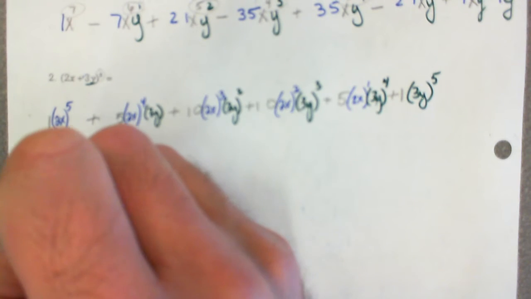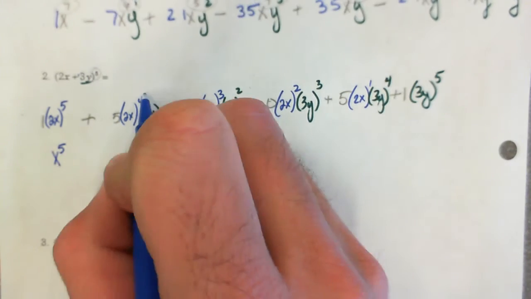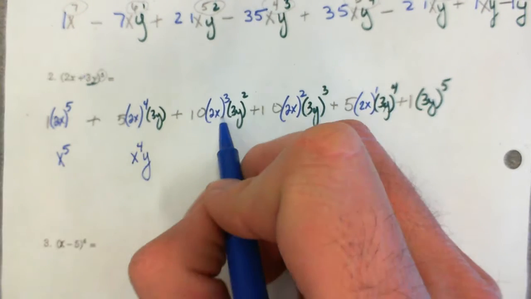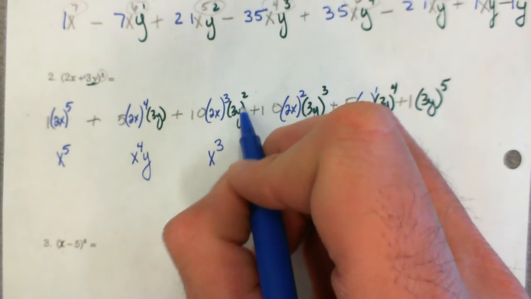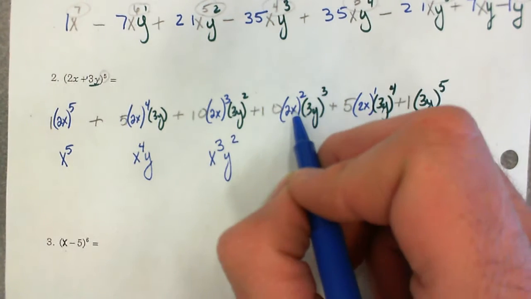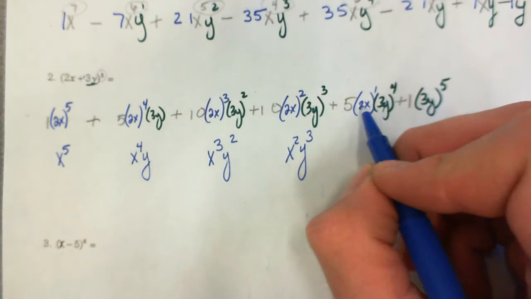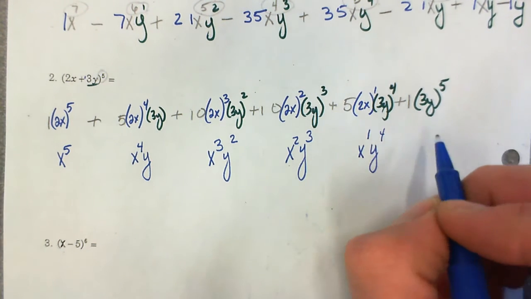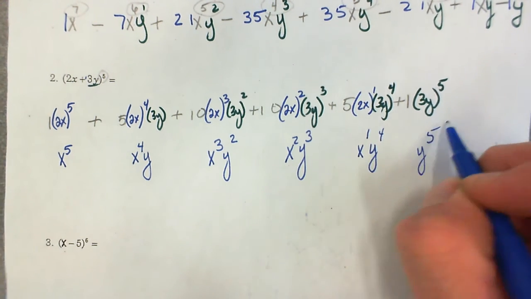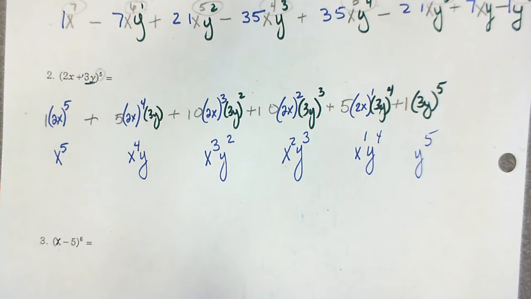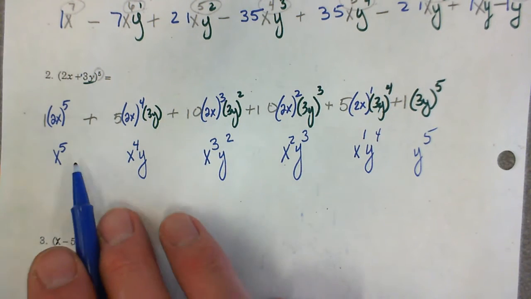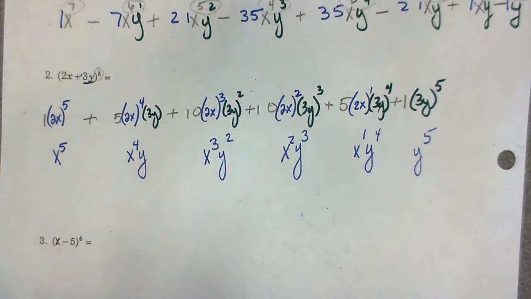This is x to the 5th, so it's x to the 5th. This is x to the 4th, y to the 1st. This is x to the 3rd, y squared. This is x squared, y to the 3rd. This is x to the 1st, y to the 4th. And then this is y to the 5th. So your variables there, quite easy. They still go 5, 4, 3, 2, 1, gone. 0, 1, 2, 3, 4, 5.